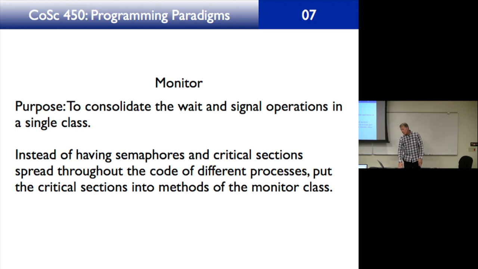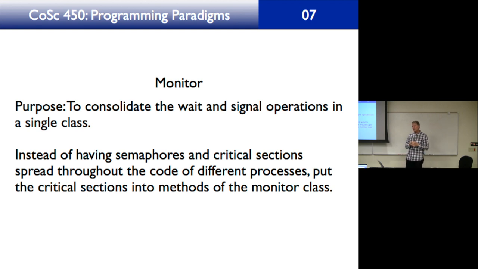All right. So the purpose of a monitor is, don't let the user do something as low level as signal and wait. Furthermore, what are these guys signaling and waiting to do? They've got some code in there that they don't want to have interleaved. So you take all that code that you want to prevent from being interleaved and consolidate it into the monitor, so that the main program can't have critical sections spread all over the place. You consolidate the critical section in the monitor, and then you guarantee atomic operations in order to access that data. So it's a consolidation thing. Instead of having semaphores and critical sections spread throughout the code of different processes, you put the critical sections into methods of the monitor class.